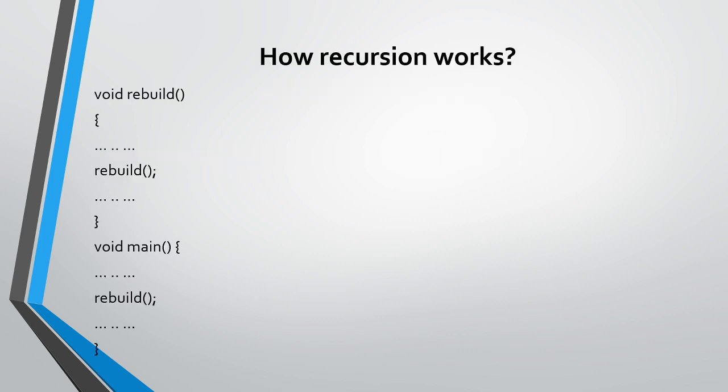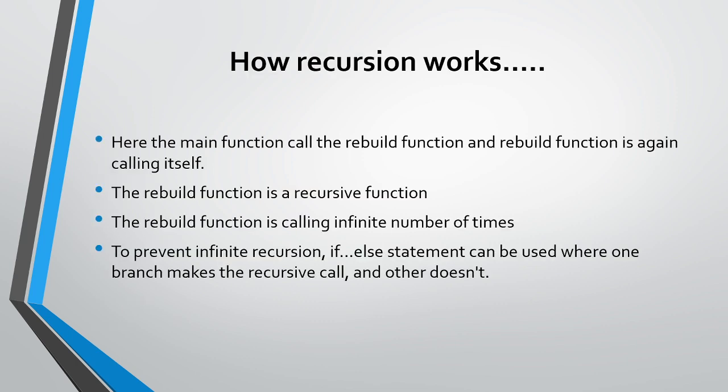Let's see an example. A rebuild function is being written. The main function is calling the rebuild function. In this rebuild function, we can see that it is calling itself. So we can consider this rebuild function as a recursive function. Let's go through this. Here the main function called the rebuild function, and the rebuild function is again calling itself. So the rebuild function is a recursive function.